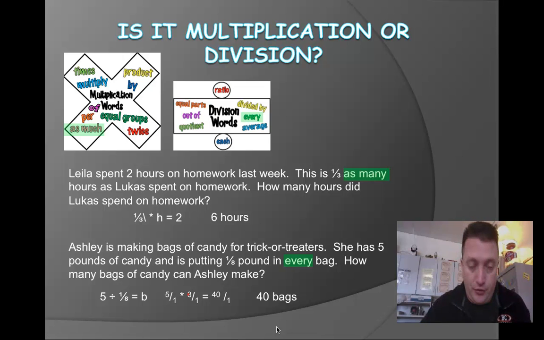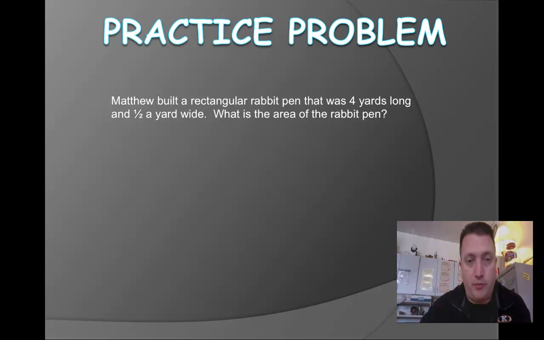All right? Now it's your turn. Here's your practice problem. Matthew built a rectangular rabbit pen that was 4 yards long and half a yard wide. What is the area of the rabbit pen? If you don't remember area, you may want to look that up, and we'll see you soon.